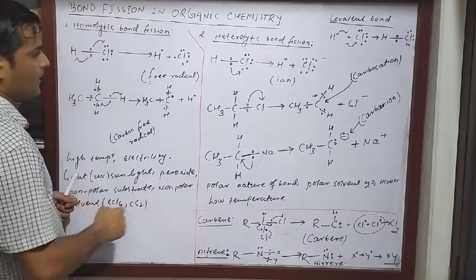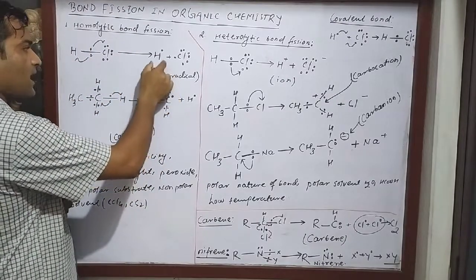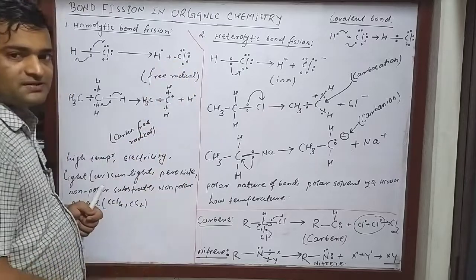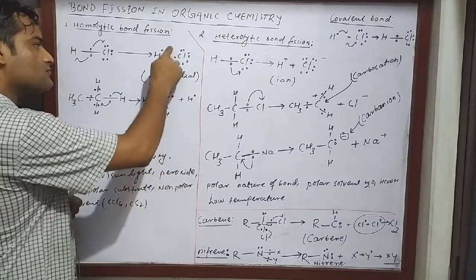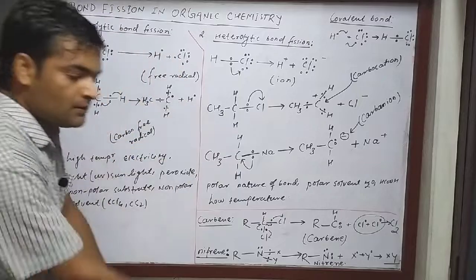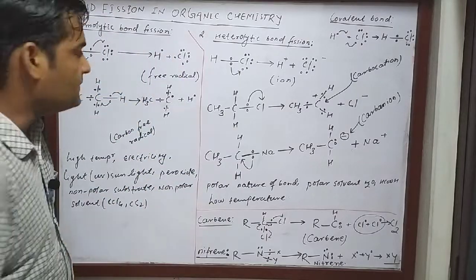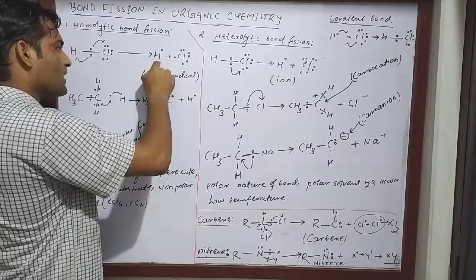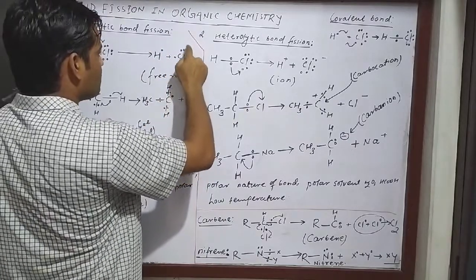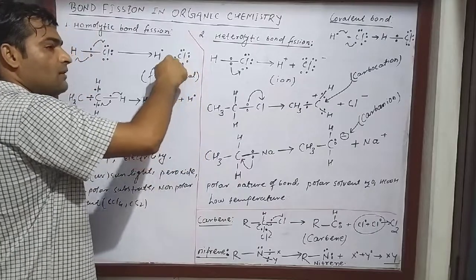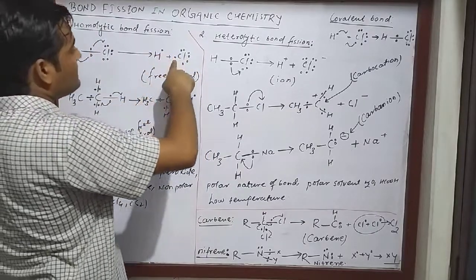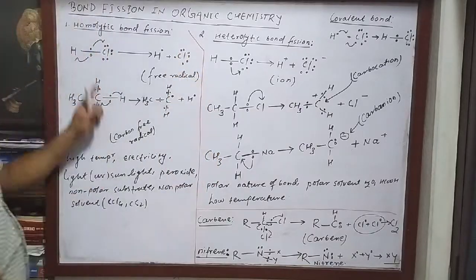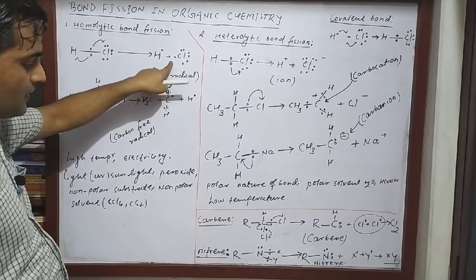Now see what a free radical is. Here is a hydrogen free radical and a chlorine free radical. Free radicals are chargeless species, without positive or negative charge, neutral chemical species having an odd number of electrons in the valence shell. Here hydrogen contains 1 electron in its valence shell and is chargeless, so this is called a hydrogen free radical. Chlorine contains 1, 2, 3, 4, 5, 6, 7, an odd number of electrons, and it is also neutral, therefore it is a free radical. Always in homolytic fission there is formation of free radicals.